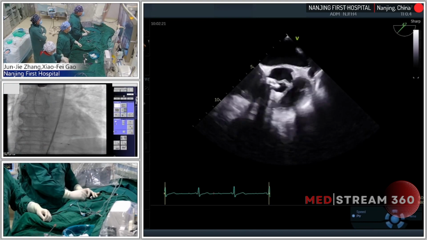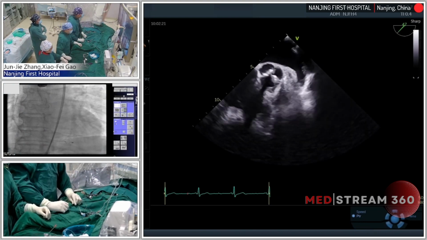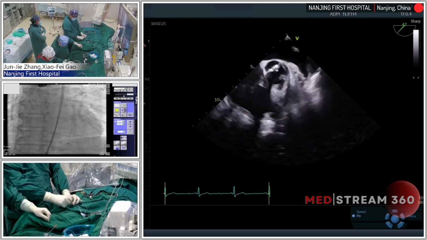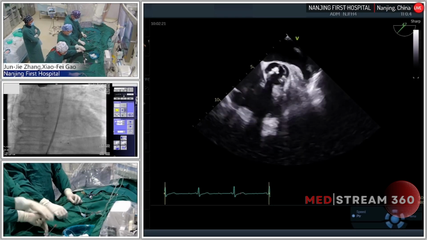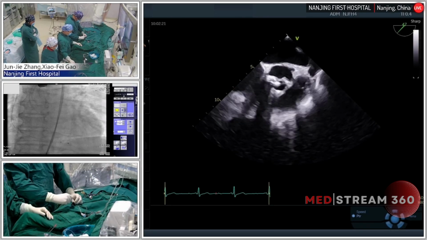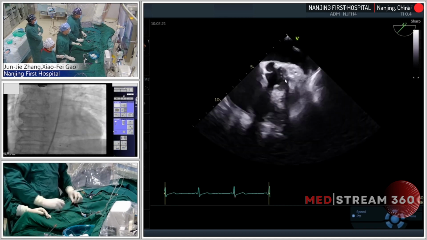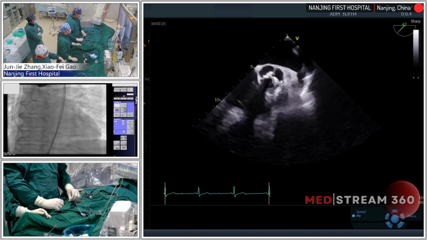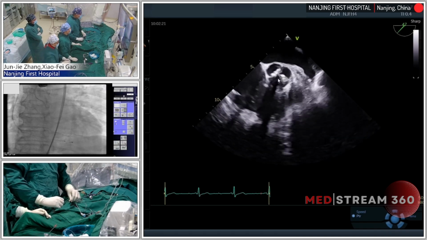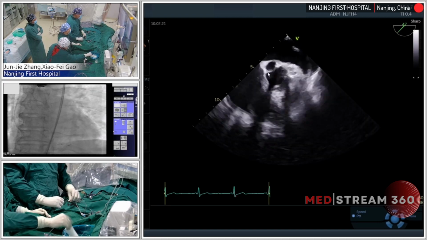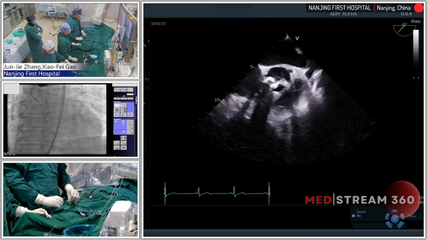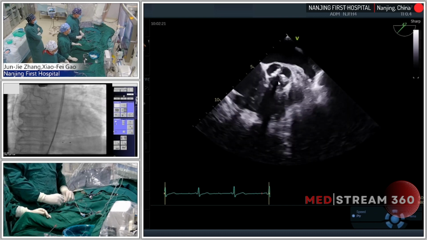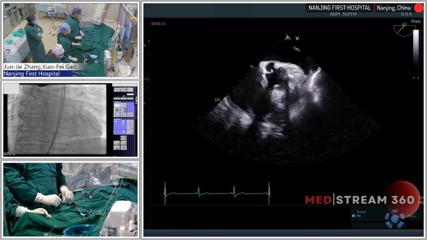In concordance with the TTE and CT, we can see this is actually a typical bicuspid aortic valve with right coronary and left coronary fusion, and there is a quite calcified raphe between them. The movement of the leaflet is quite reduced, with a large volume of calcification on the edge of the leaflets, and the opening direction of the aortic valve is about 1 and 7 o'clock.